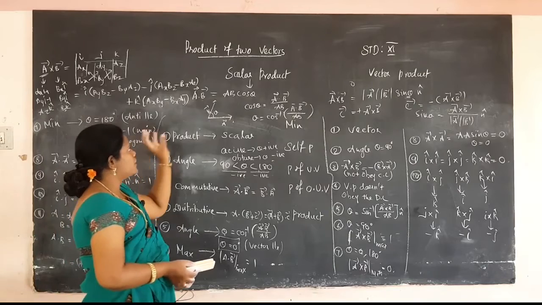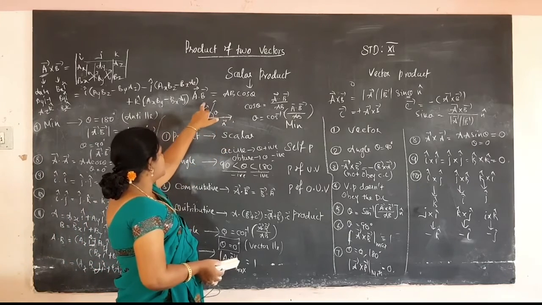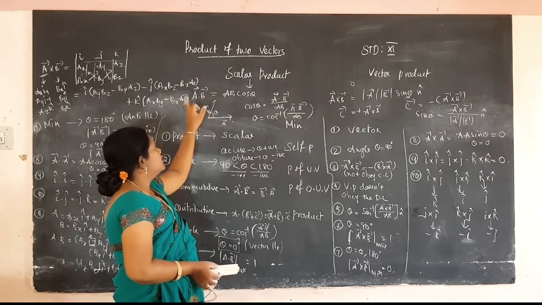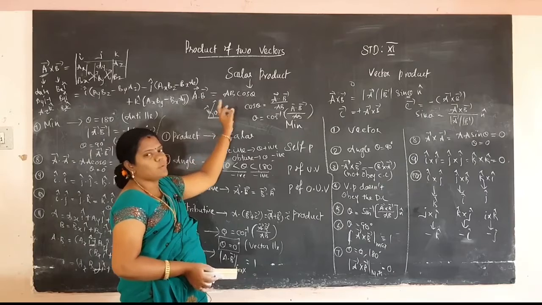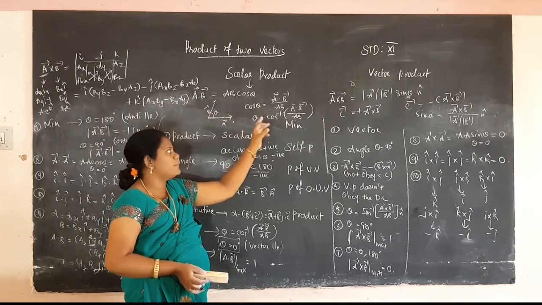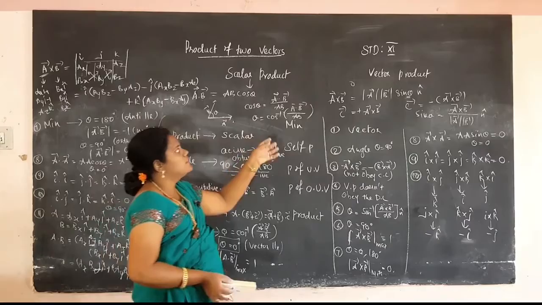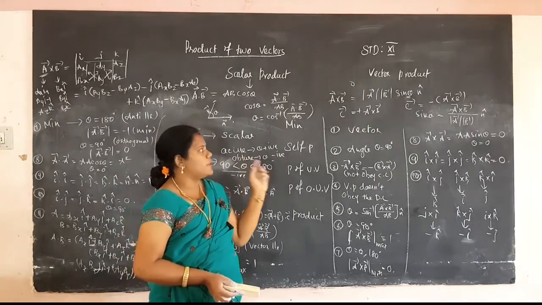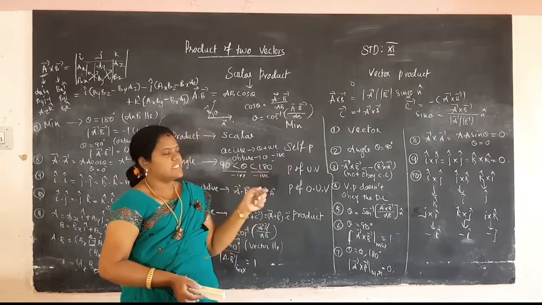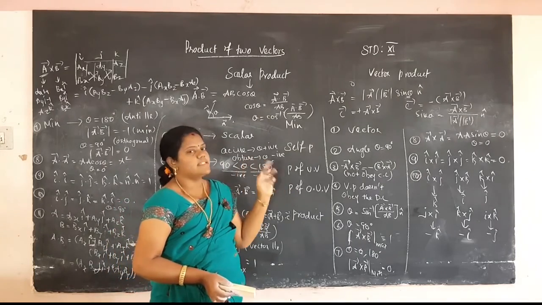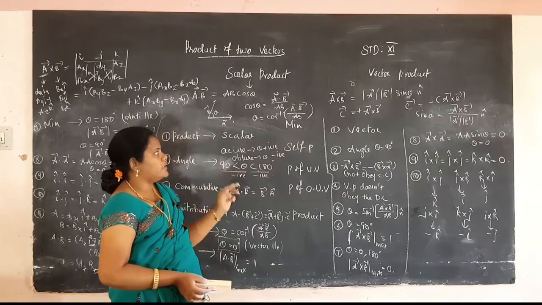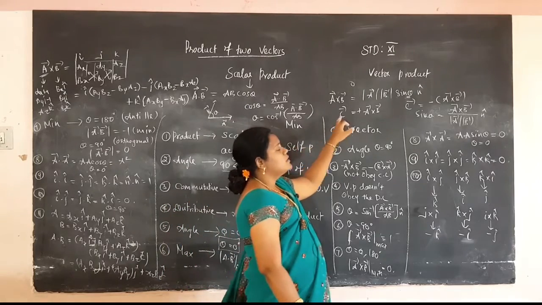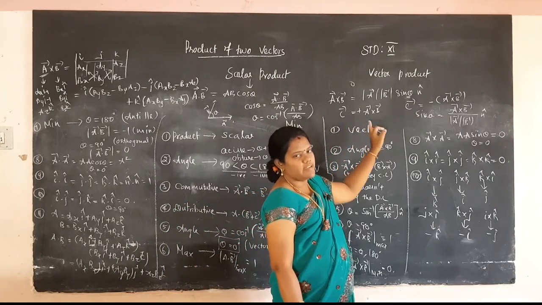First, what is the definition of scalar product? A dot B is equal to, the scalar product of two vectors is defined as the product of the magnitudes of the two vectors and the cosine of the angle between them. So A B cos theta. Then for the vector product, along with the magnitude you also have to mention the direction. The magnitude of the vector product is defined as the product of the two vectors and the sine of the angle between them. So A vector, B vector, sin theta into n cap. Then the direction is mentioned by using the right hand thumb rule or right hand corkscrew rule.